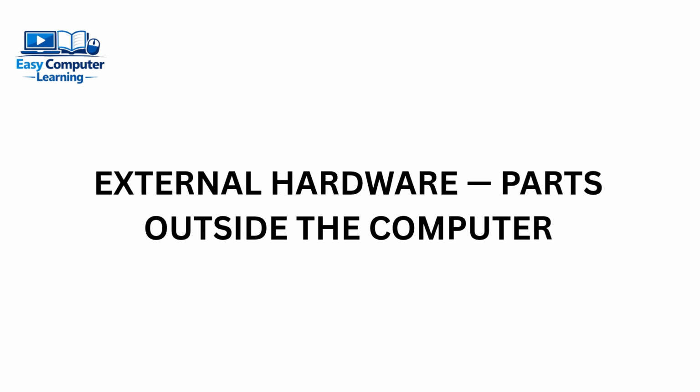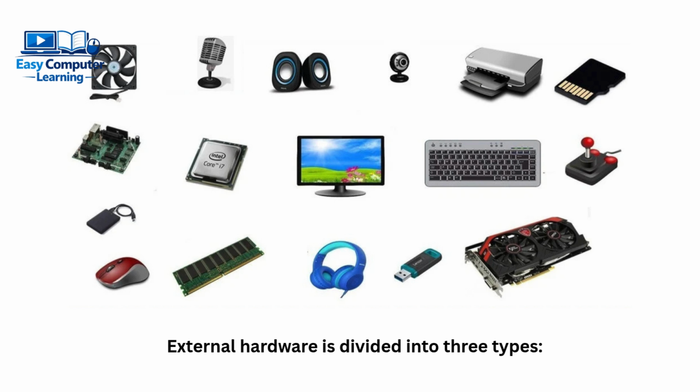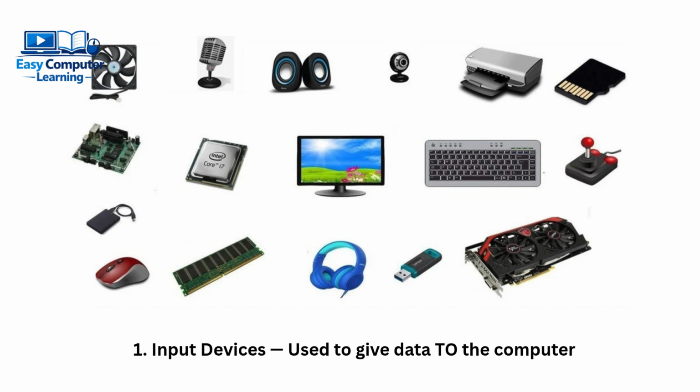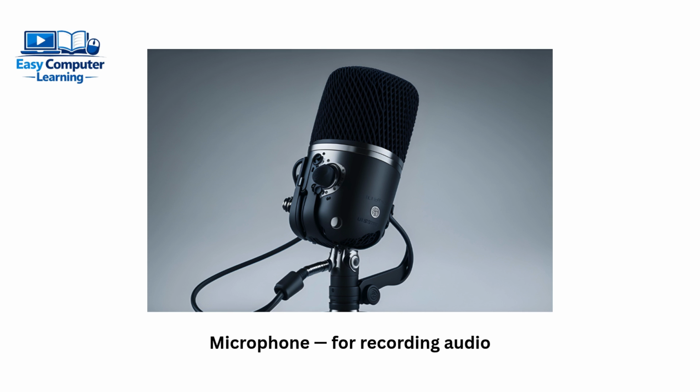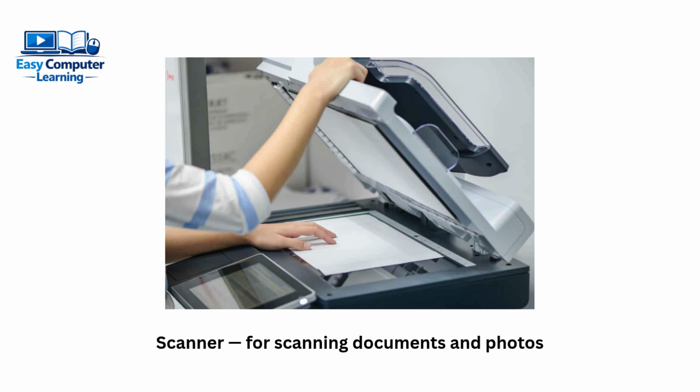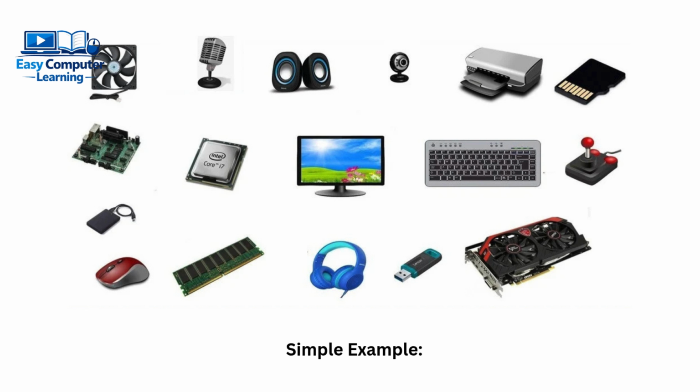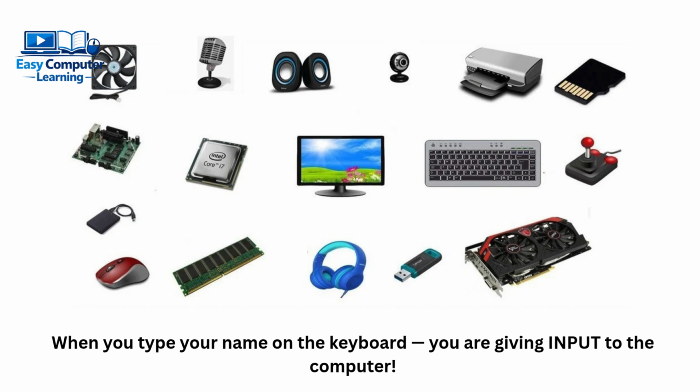External hardware, parts outside the computer. External hardware is divided into three types. 1. Input devices, used to give data to the computer. Keyboard, for typing text and commands. Mouse, for clicking and navigating. Webcam, for capturing video. Microphone, for recording audio. Scanner, for scanning documents and photos. Simple example, when you type your name on the keyboard, you are giving input to the computer.